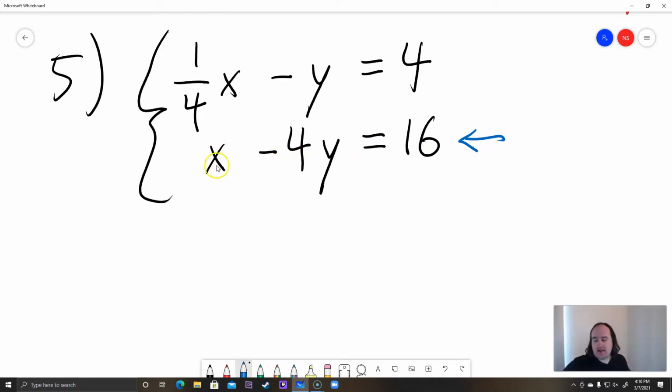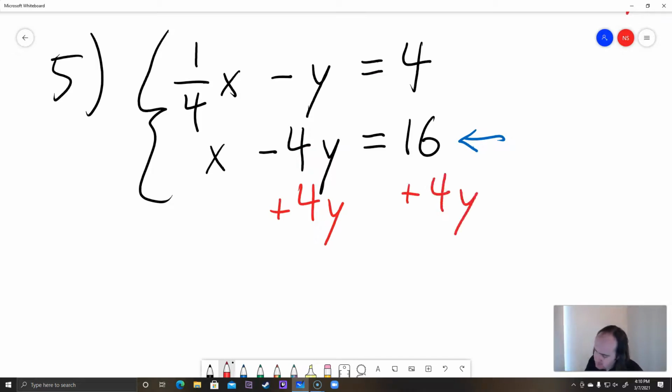So how do we isolate x here? Well, to get rid of the -4y, we just need to add 4y to both sides. Okay, so we get x equals 4y plus 16.